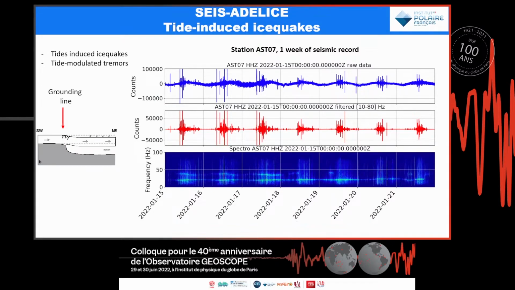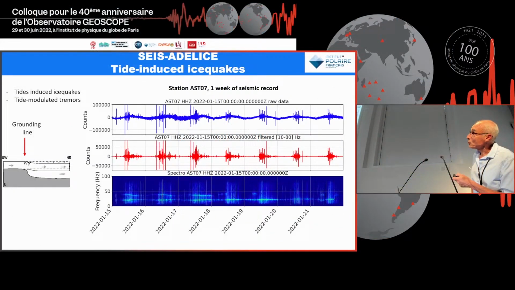Here is 1 week of record on the grounding line. So we see this daily modulation of the signal, and particularly the occurrence of these ice quakes every day, likely induced by the tide activity, and also the development of daily tremors, probably indicating the modulation of water activity beneath the glacier.